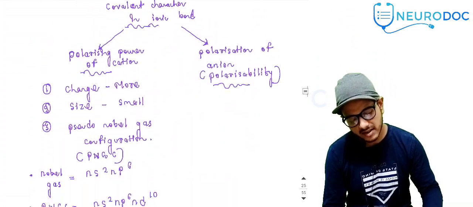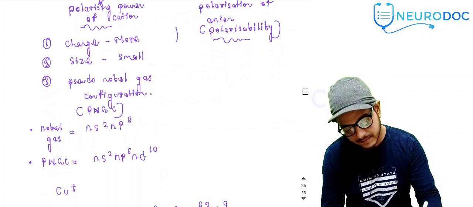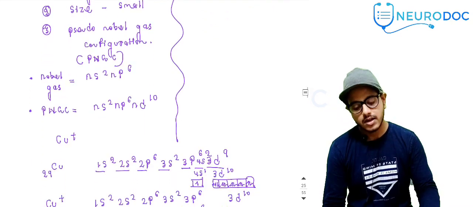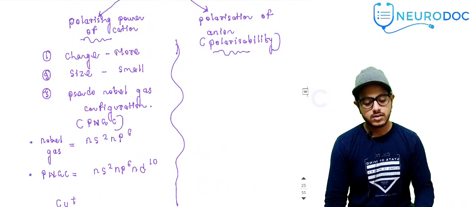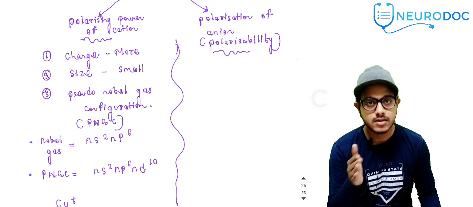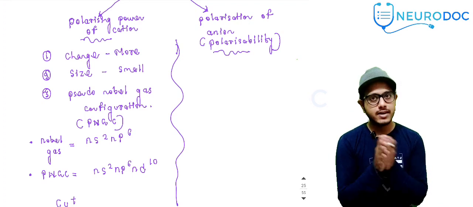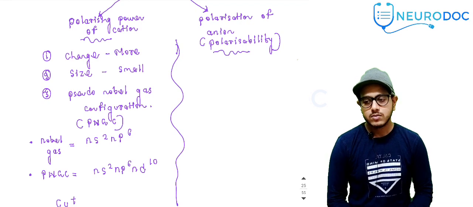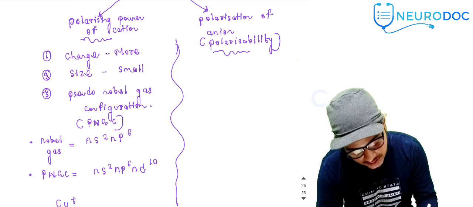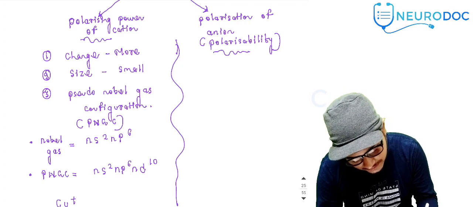Now come to anion. Now as you can see, the more the ability of the anion to be polarized, the more will be the polarization of the anion, right? Now remember, okay, let me give you two examples. This is one anion.